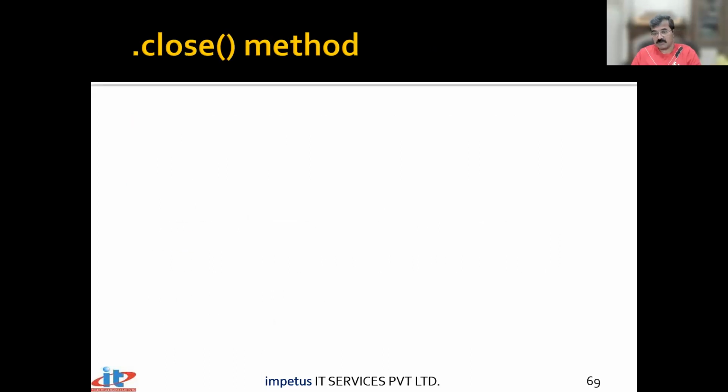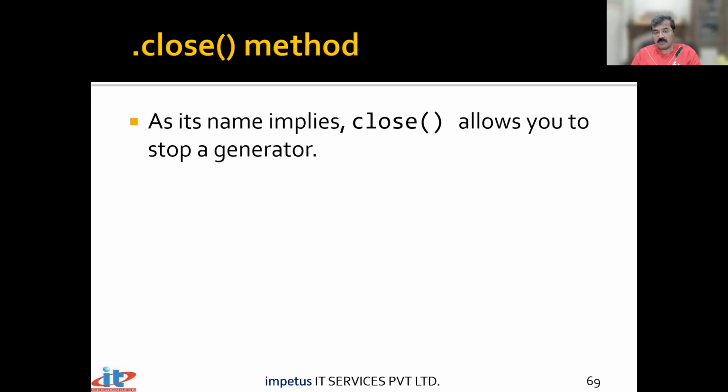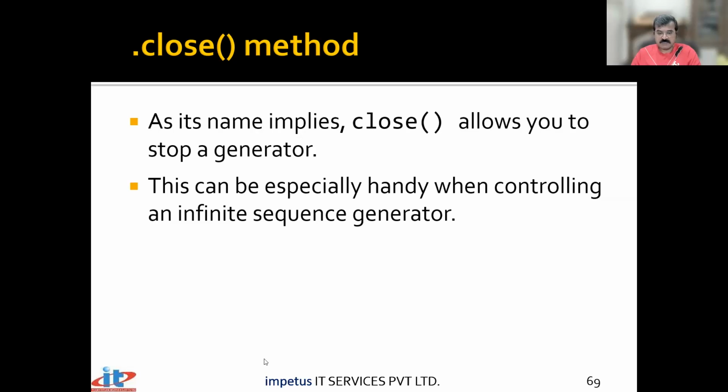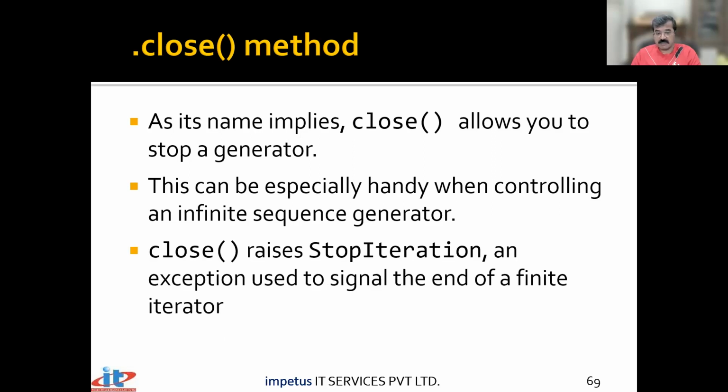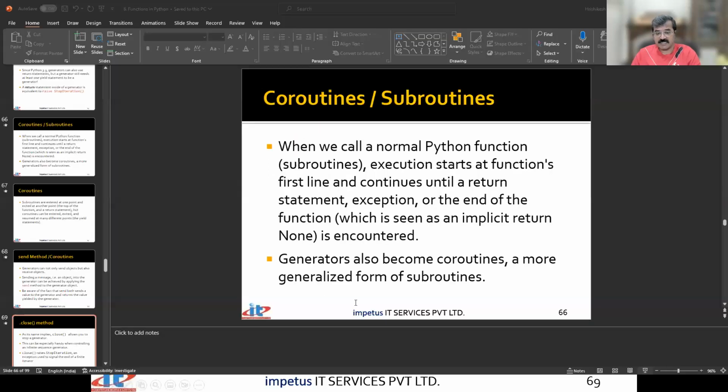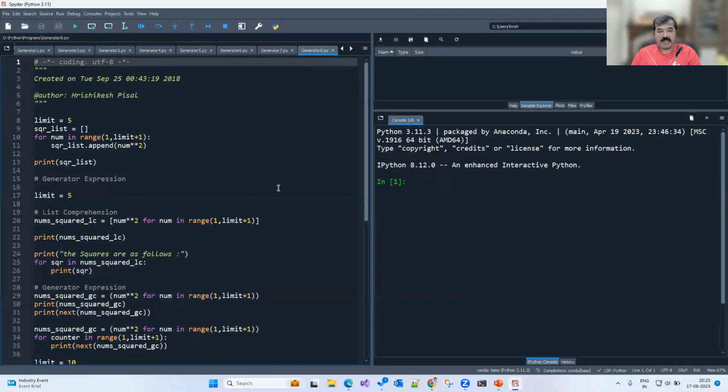We have one more method, close, that we did not see yesterday. What is this close? It allows you to stop the generator. That means if I have an infinite generator and I want to stop it, I can just say close. Then it will not generate any more values. So if I have to control the infinite sequence generator, like what we saw yesterday, you can always use the close method. It will raise StopIteration, an exception used to signal the end of the iterator. So let's quickly look at the send and the close method once again. Here we go.